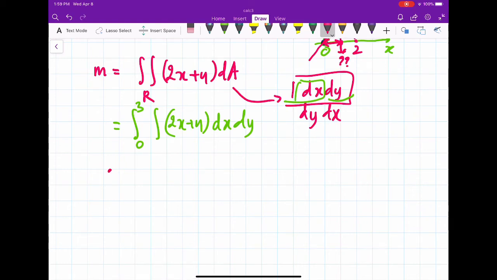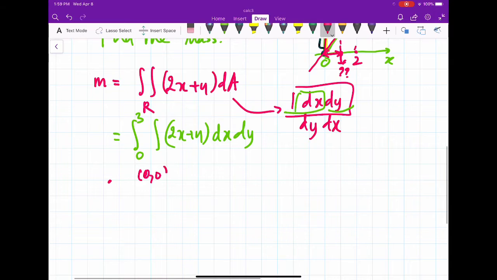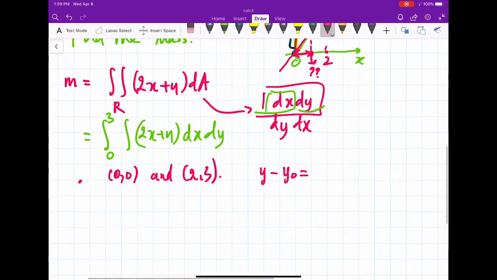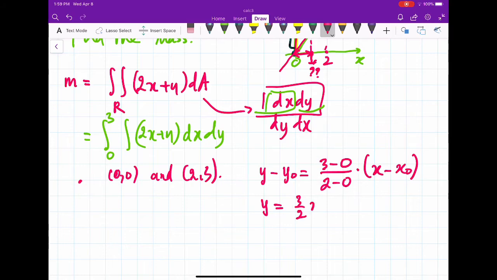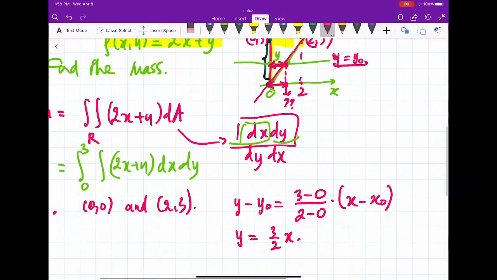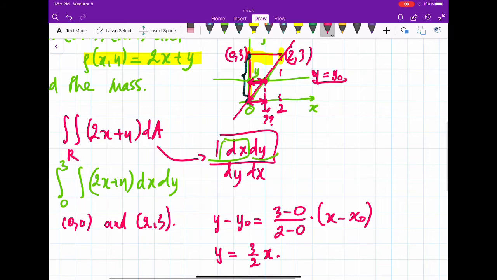That straight line passes through the origin (0, 0) and (2, 3). So I can write the equation easily. I can write y minus y0 equal to the slope, which is (3 minus 0) over (2 minus 0), times (x minus x0). I can pick x0 and y0 as just 0. So from here I get y equal to 3 over 2 x. That is the equation passing through the origin and the point (2, 3).